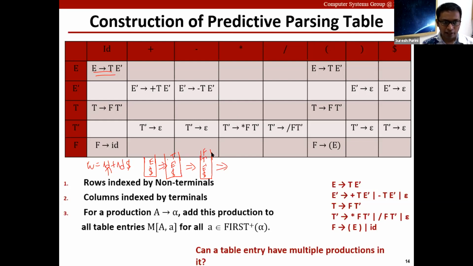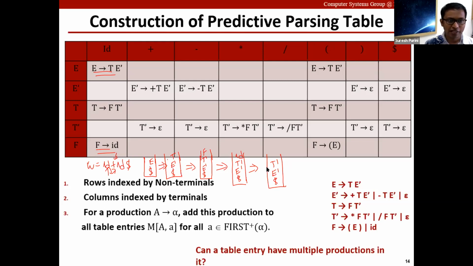If the current top of the stack is F, and the current input symbol is ID, then the substitution rule to apply is this: we pop F out and push ID in. And if the current top of the stack is ID, and we have ID in the input, there is a match. So you pop ID out from the stack and advance the input pointer to the next plus symbol. This is the state of the stack, and this is the current input symbol.